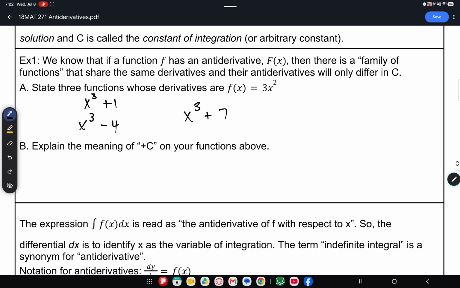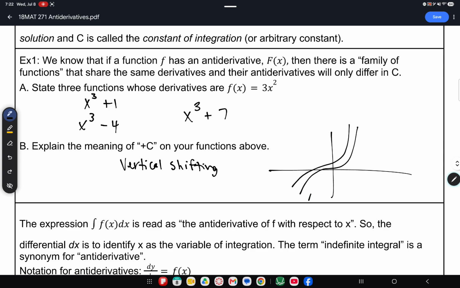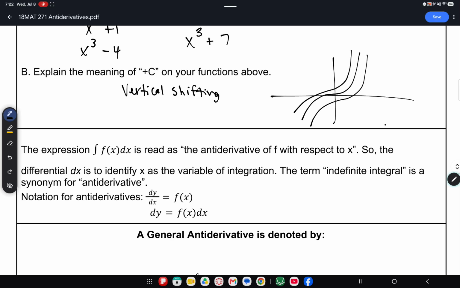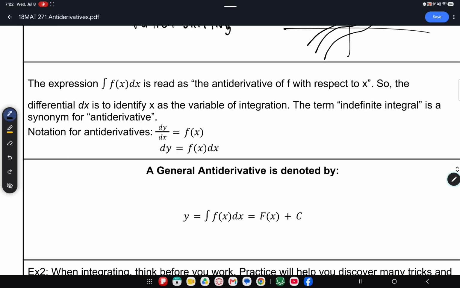So what is the meaning of that plus c? That's the vertical shifting. If I'm thinking x cubed, it looks something like this. And if I add or subtract numbers, it's the same function, just shifted up or down. All right. So the expression is read as the antiderivative of f with respect to x.